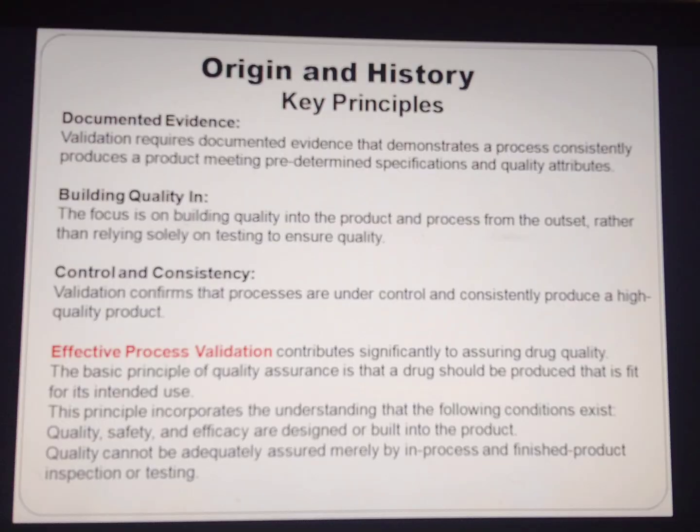Key principles. Documented evidence. Validation requires documented evidence that demonstrates a process consistently produces a product meeting its predefined specifications and quality attributes.